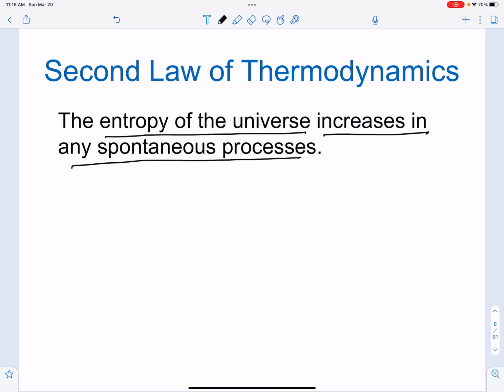So whenever you can say, ooh, I have more disorder now, that means that the entropy increased. So whenever you have an increase in entropy, that means the process that you're observing is a spontaneous process. And we're talking about the entropy of the universe, which is a combination of the entropy of the system, what you are observing, plus the entropy of the surrounding.